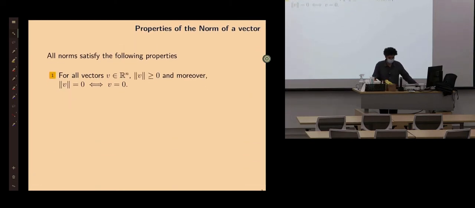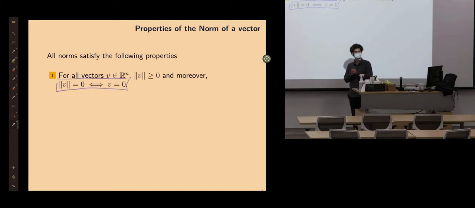All right, so let's list the properties of the norm. It's not very difficult to verify that the length is always positive. We just talked about it. Now, what does it mean that the norm is 0 if and only if the vector itself is the 0 vector? All the entries are 0.